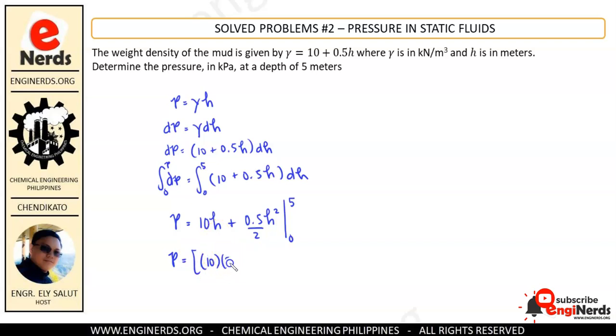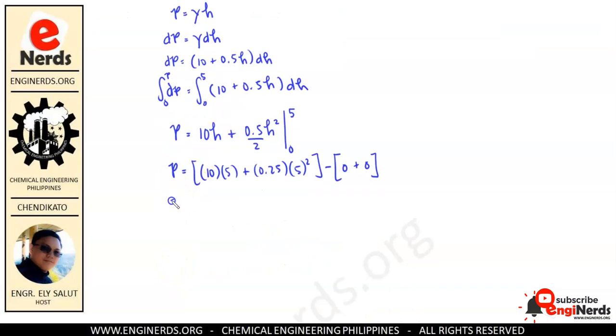times H, which is 5, plus 0.5 divided by 2, 0.25 times H, which is 5 squared, minus 10 times 0, which is equal to 0, plus 0.5 over 2 times h squared, which is 0 squared. This is also equal to 0. So our P in here is equal to 10 times 5 plus 0.25 times 5 squared will be equal to 56.25 kilopascal. So this is our final answer for this problem.